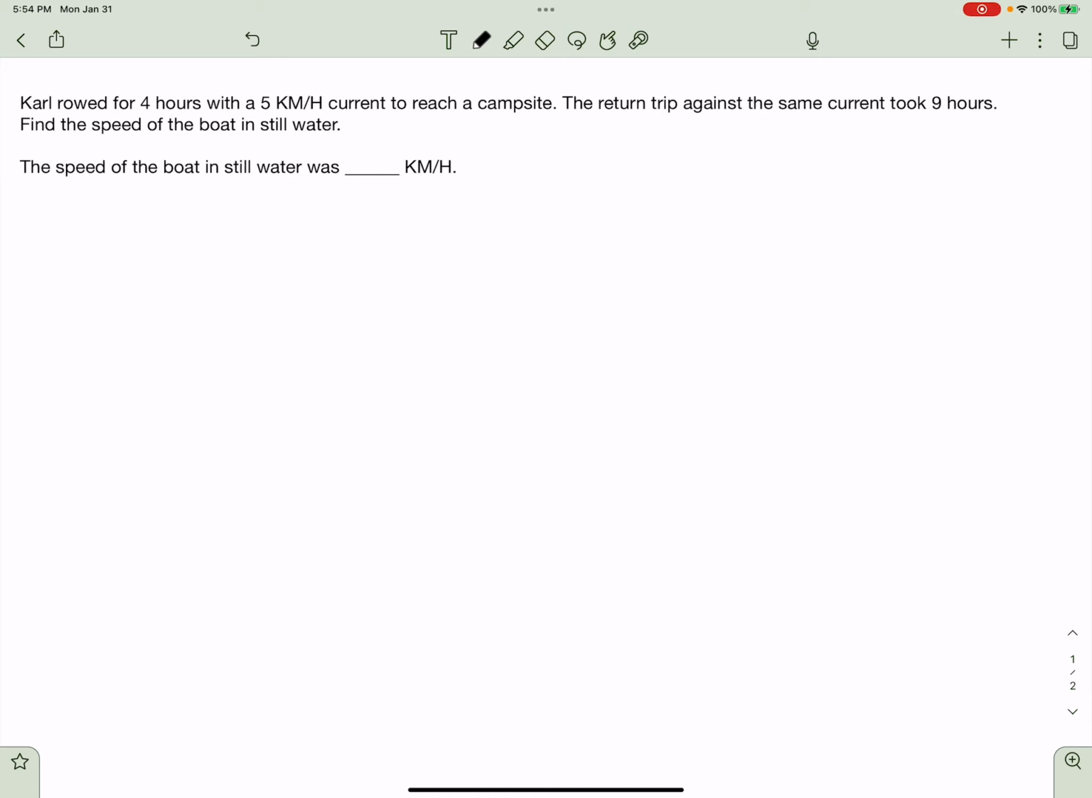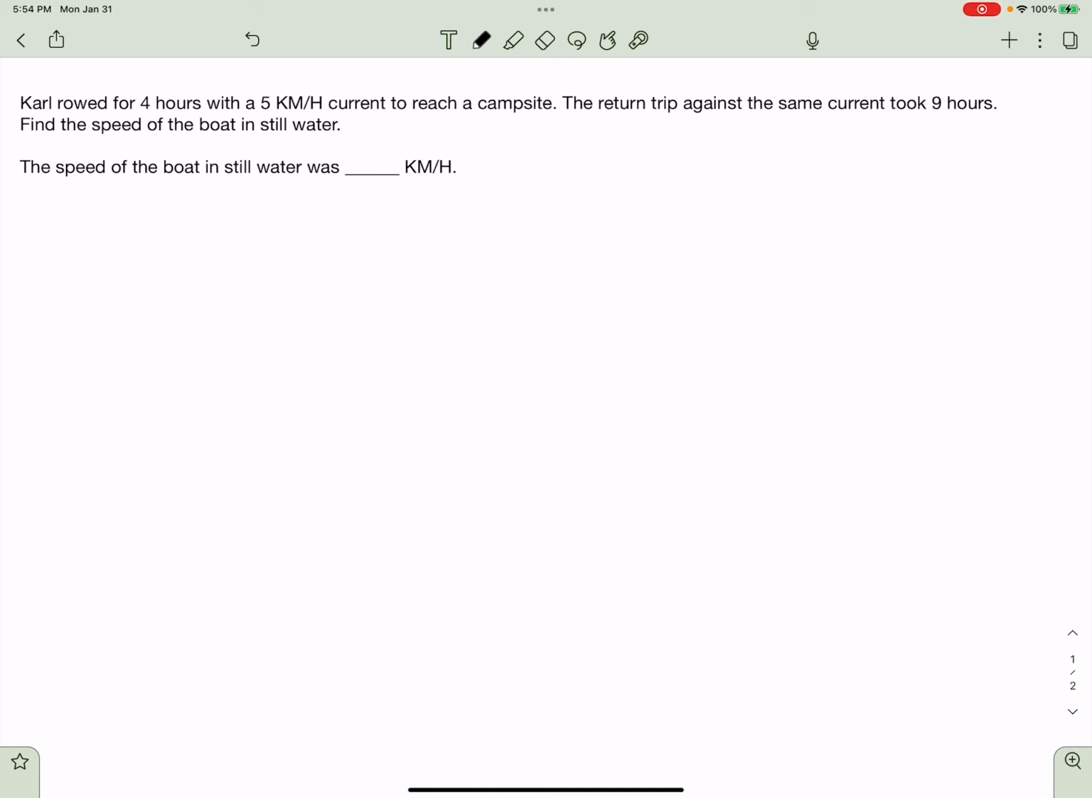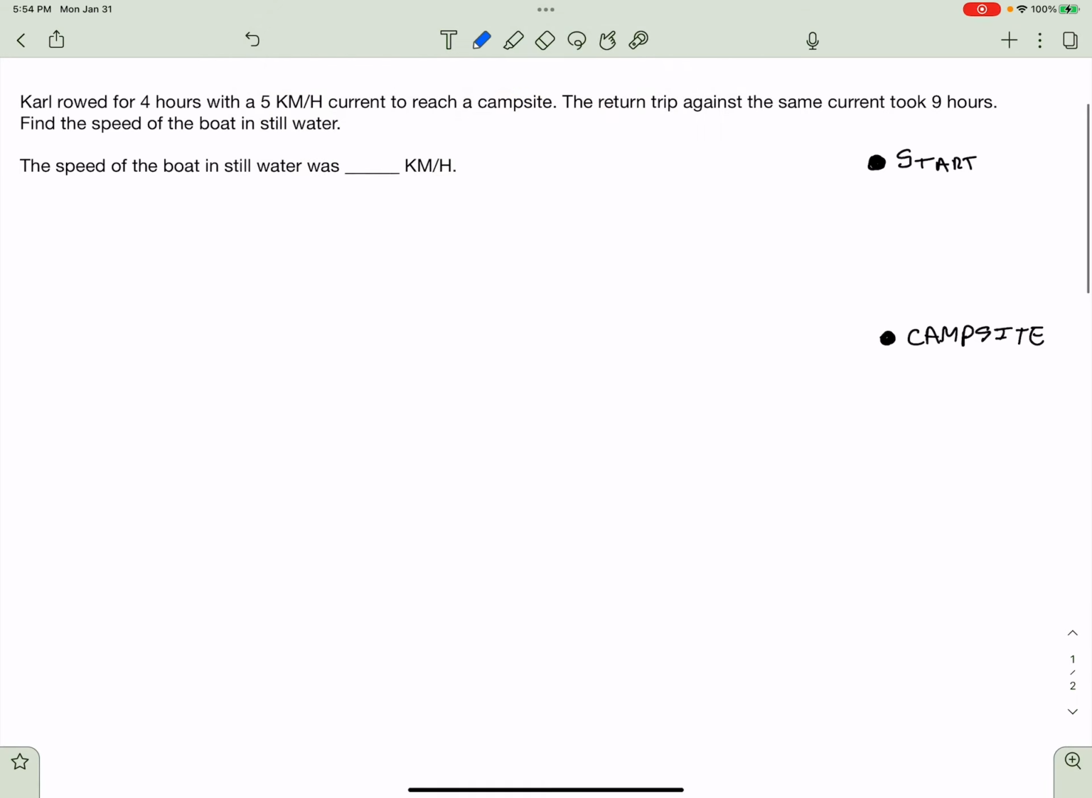So, before we even start, let's talk about it. Let's model it. Modeling is always a really good idea, and what I mean by modeling is basically just draw a picture. I'm going to start off with a point, and I'm going to call this point the start. And I'm going to call the other point down below the campsite, because that's what we have going on in this problem. I'm going to pick a nice blue color and maybe a bigger point, and say this river goes down to the campsite.